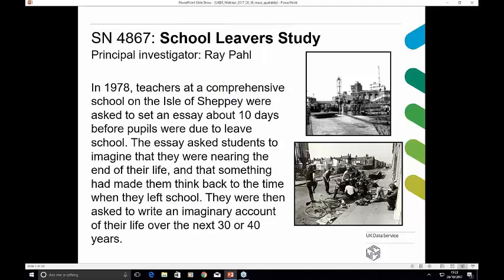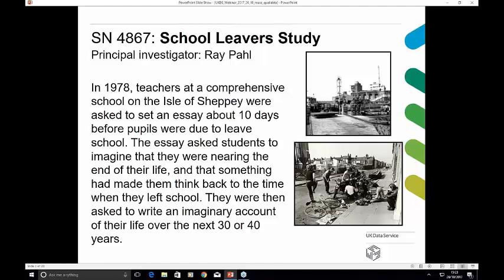This example of this kind of reuse project is from the dataset School Leavers study. The original study was conducted by Ray Pahl in the 1970s as part of a much wider community study on the Isle of Sheppey. The UK Data Service holds a number of collections related to this community study, but the School Leavers study specifically looked at student aspirations.